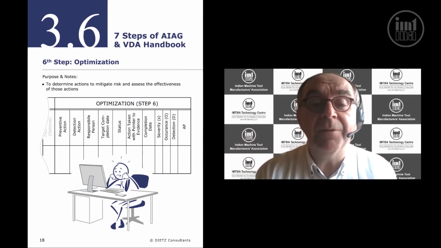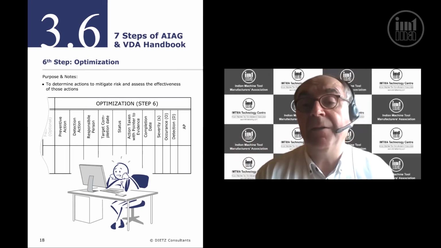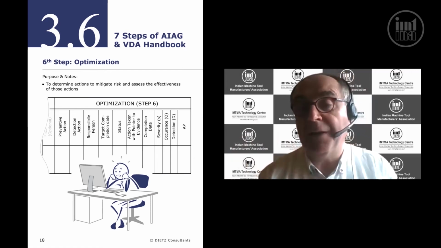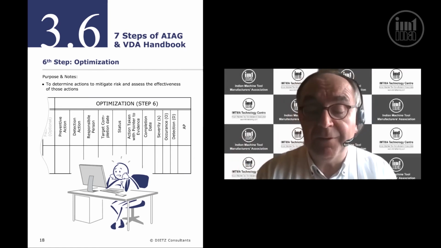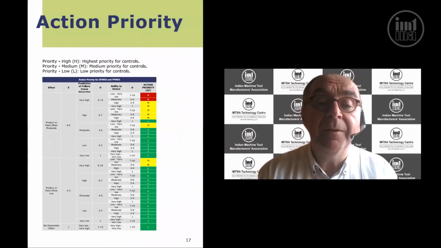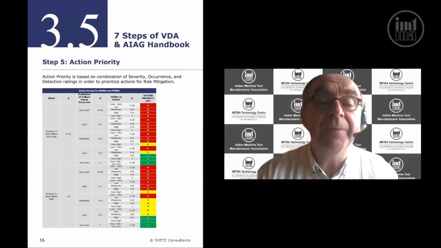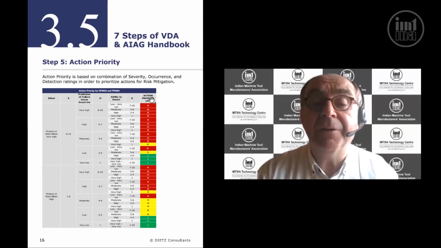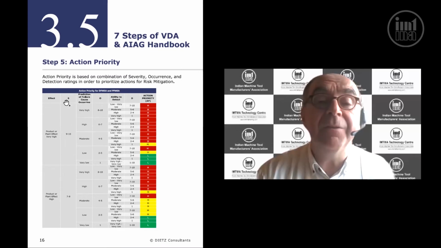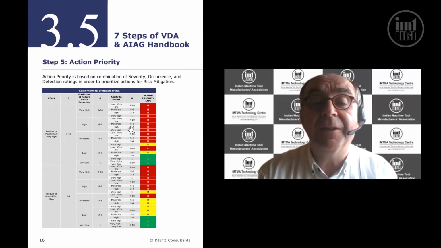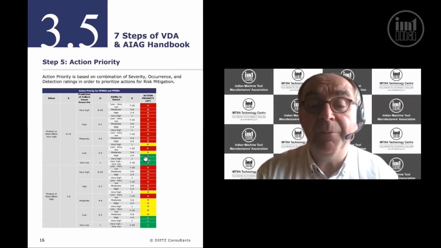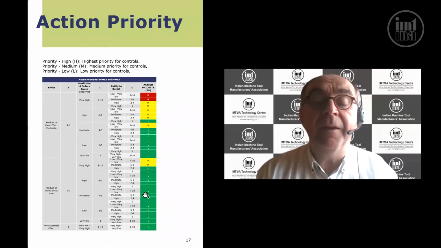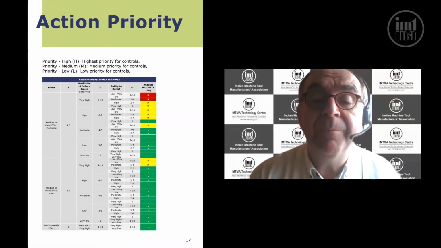In former times, the severity number was multiplied with the occurrence number multiplied with the detection number. That's not state of the art anymore. Based on AIAG and VDA, we do have action priorities. That means a combination of severity, occurrence, and detection automatically brings you into the category high action priority, medium, or low. And that's the information for the top management.